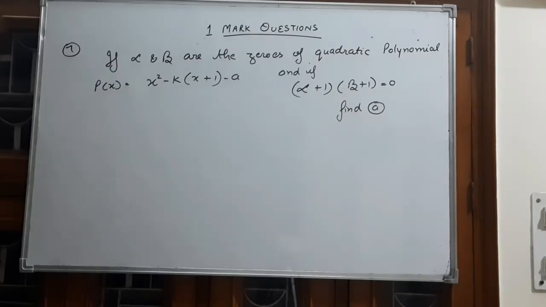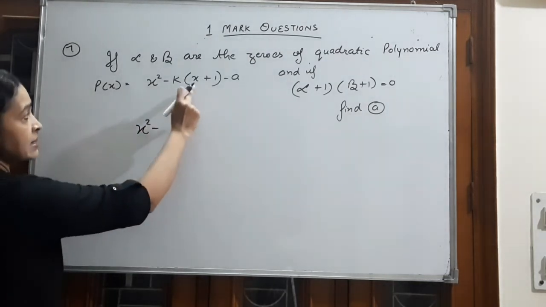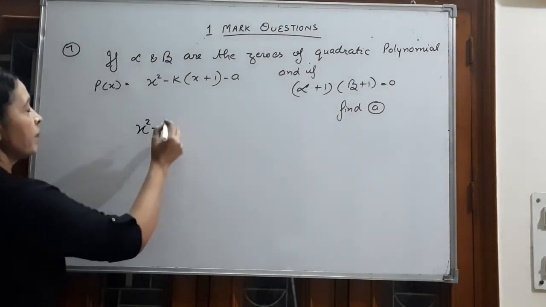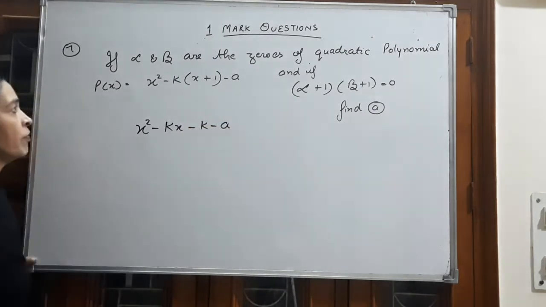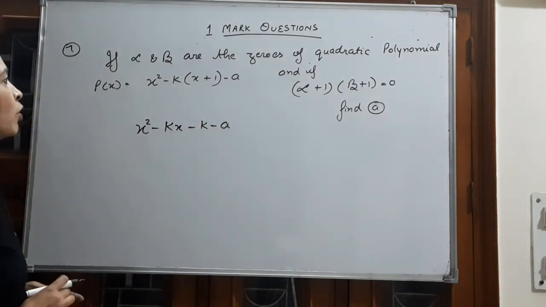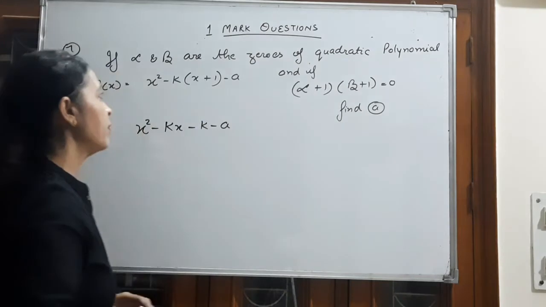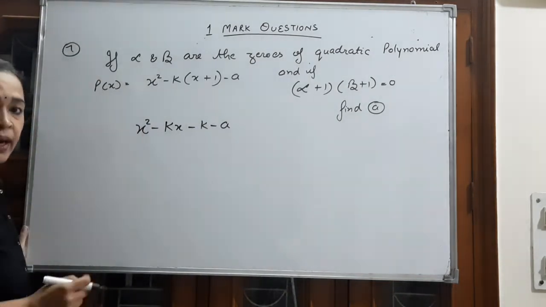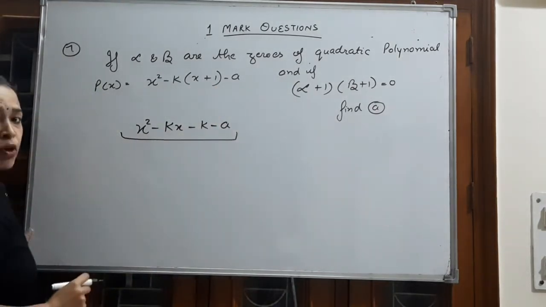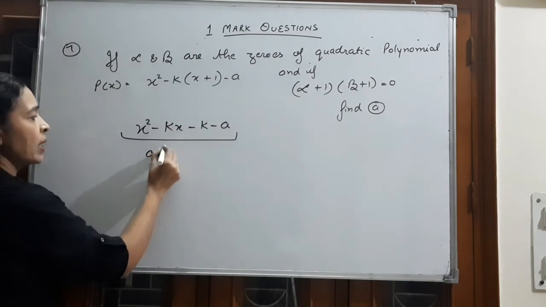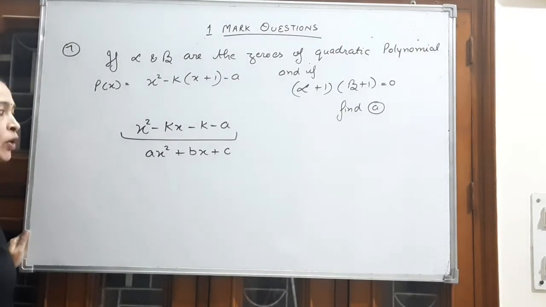If alpha and beta are the zeros of the quadratic polynomial x square minus k times (x plus 1), minus a, that is x square minus kx minus k minus a. This is our quadratic polynomial, and it is given that alpha plus 1 into beta plus 1 equals 0. We have to find a. Alpha and beta are the zeros. बच्चे, first, the general form of a quadratic polynomial is ax square plus bx plus c.